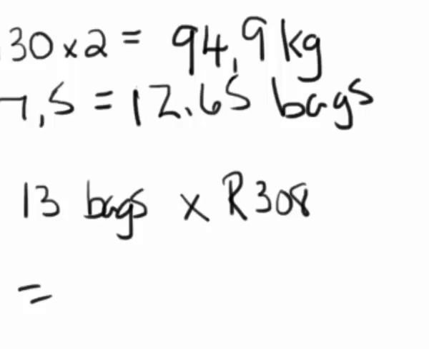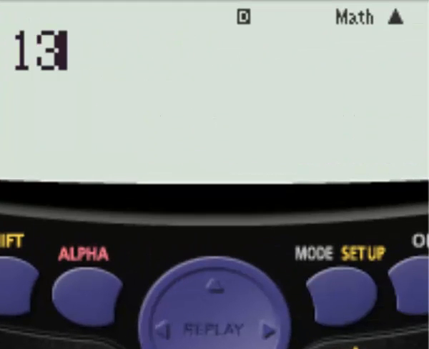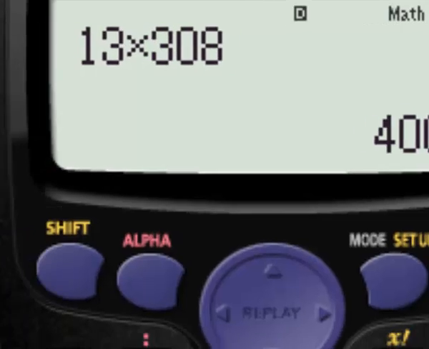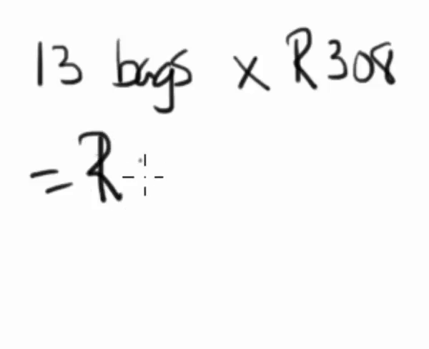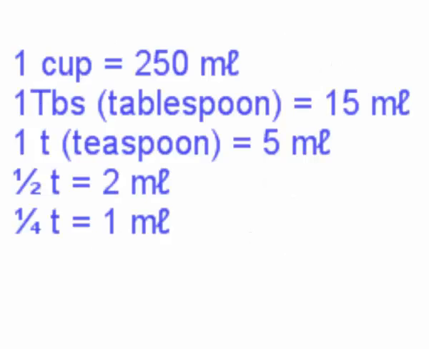And that is going to be, let's clear this again here. So it's going to be 13 times 308, and that gives you 4,004 Rand. So it's 4,004 Rand. So it's quite expensive to have an animal, and it is your responsibility, so make sure that you do that. Let's look at some more common conversions that we can get.